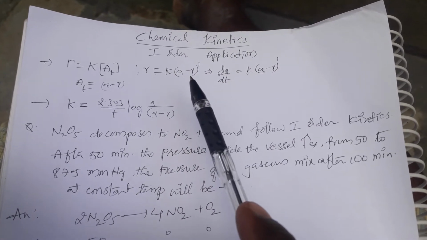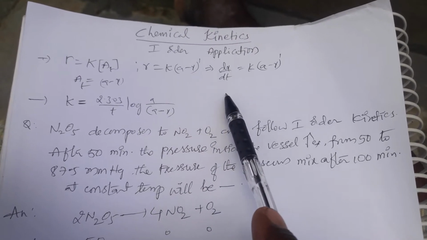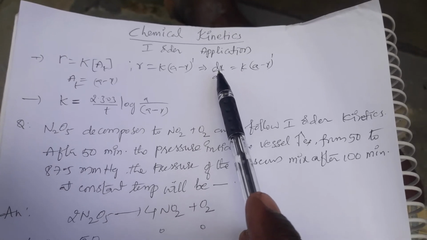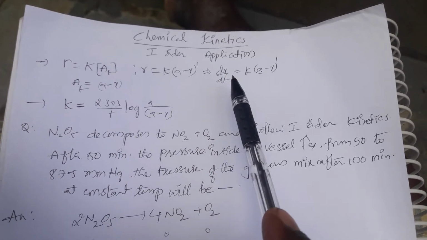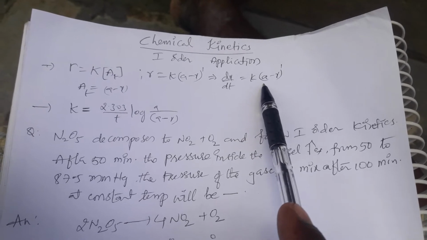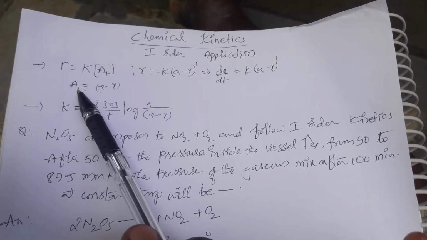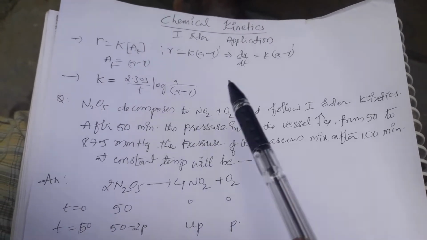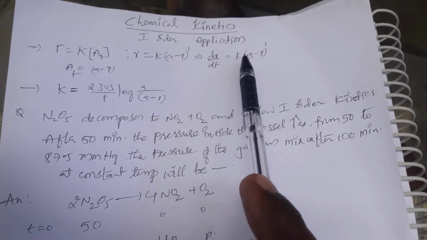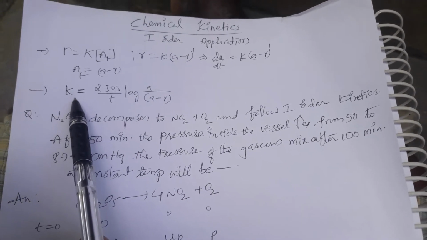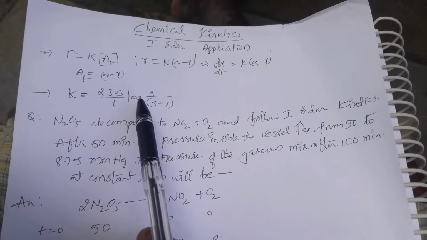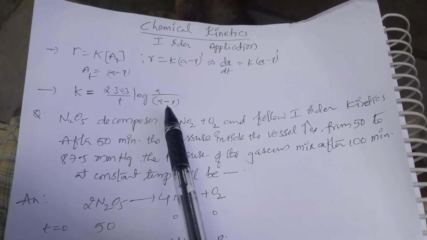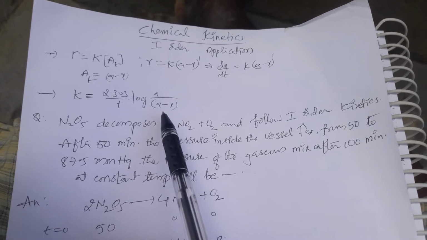We may also write r is equal to dx by dt, where x is some degree of dissociation of the reactant, is equal to k into (a minus x). a minus x or at, both are the same. at is equal to a minus x. If we integrate this expression, we get k is equal to 2.303 by t log a by (a minus x). a is the initial concentration, and a minus x is the concentration at a particular time.